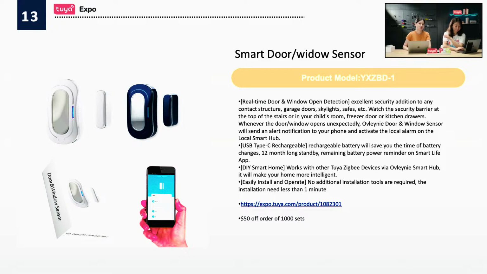This one also works with other Zigbee devices via the Smart Hub, and will also make your home more intelligent. This one is also simple to install and operate. No additional installation tools are required. The installation is less than 1 minute.